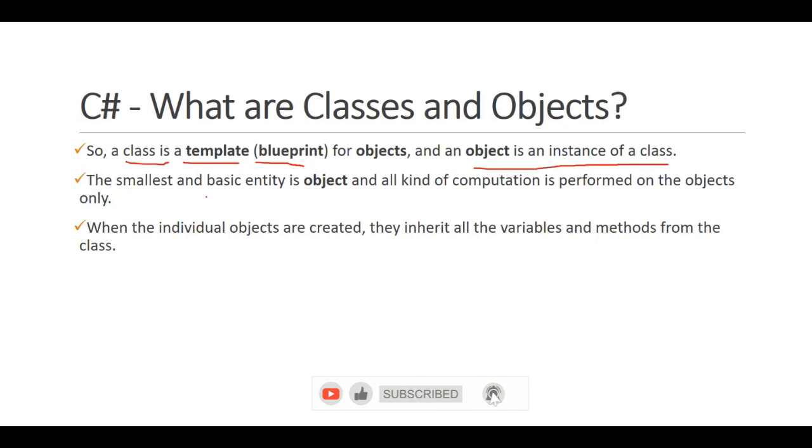The smallest and basic entity is the object. And all kinds of computation are performed on objects only in object-oriented programming. And when the individual objects are created, they inherit all the variables and the methods from the class. It is important. We are going to create objects, and they will inherit all the variables and the methods from the class, so they can use the methods, of course.